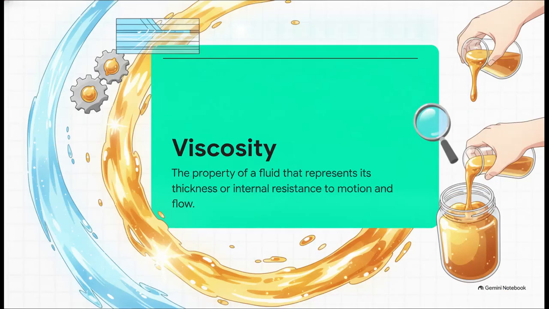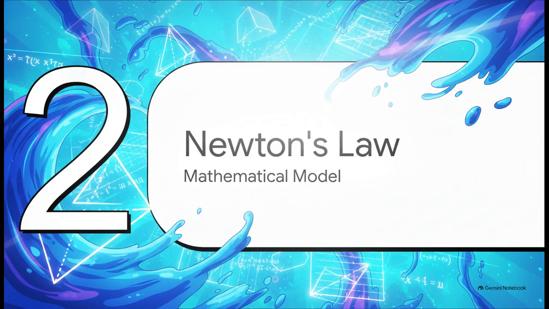So, the crucial takeaway here is that this everyday thickness we observe is formally defined in fluid mechanics as viscosity. Whenever a fluid flows, its internal layers physically rub against one another, creating friction. It's like a giant microscopic traffic jam. A fluid with low viscosity, like water, flows super easily. But a fluid with high viscosity, like our honey, resists that flow with a whole lot of internal friction. Moving right along to Section 2, Newton's Law Explained.